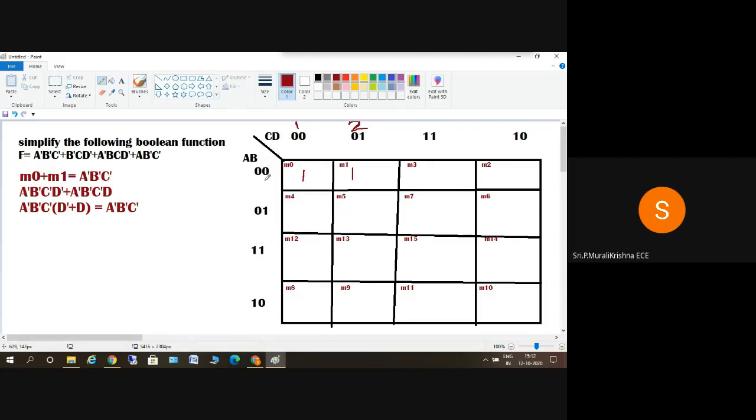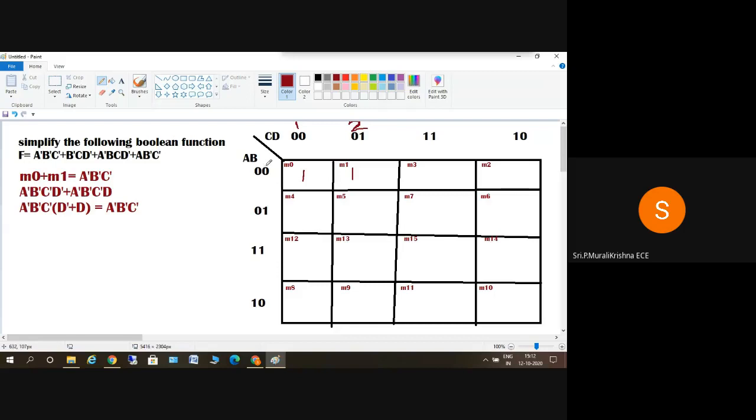So A is now eliminated. We have to get A plus A bar. So one should be A bar and the other should be A. We have to select that row. Okay, so this is A bar. Yeah, this is A bar and this is A. Okay, and we should get a D bar here.